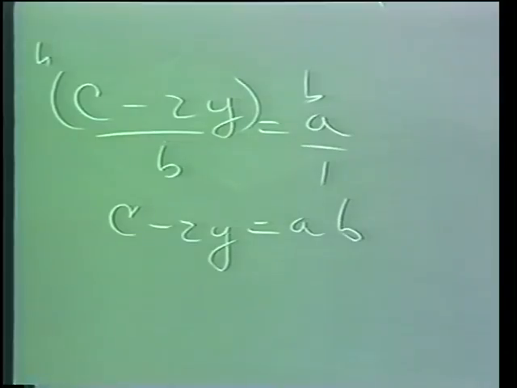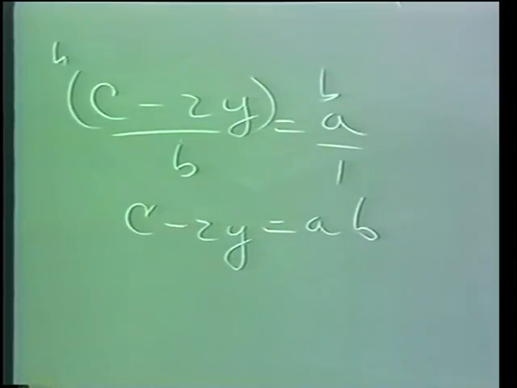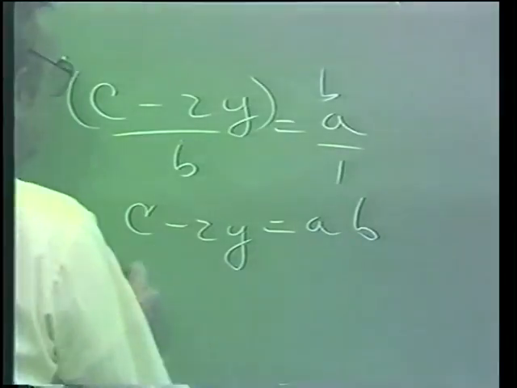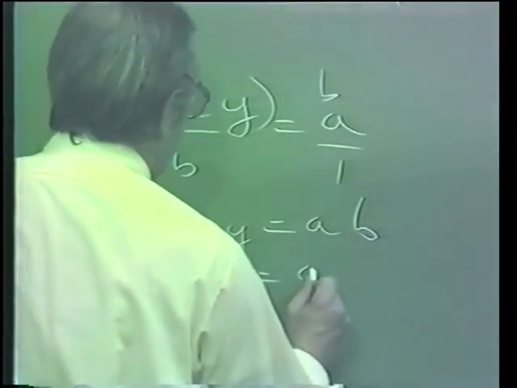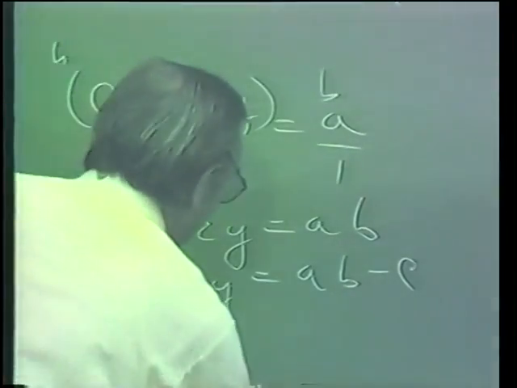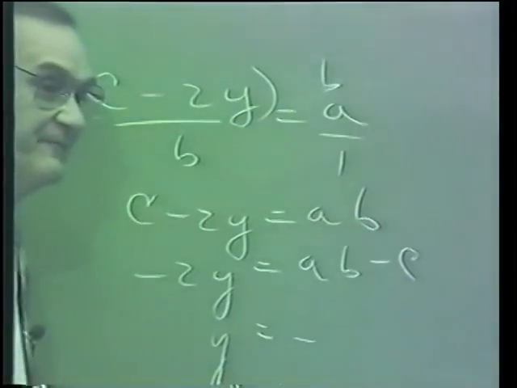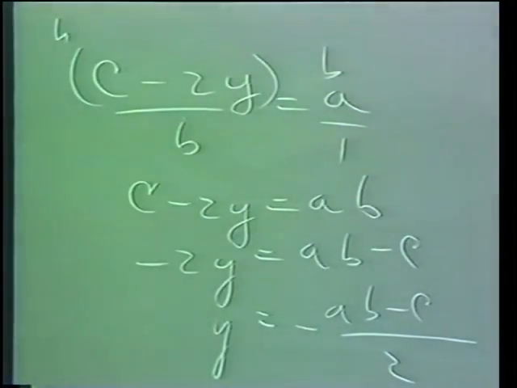Okay? Now, remember what I said, it doesn't make any difference which side you bring the y's on. We have them all on one side, though, so we leave them alone. What we're going to do now is add a negative c to both sides. And we get ab minus c. We're now going to divide both sides by the coefficient of y, which is negative 2. If I do, I get y equals negative the fraction ab minus c all over 2.